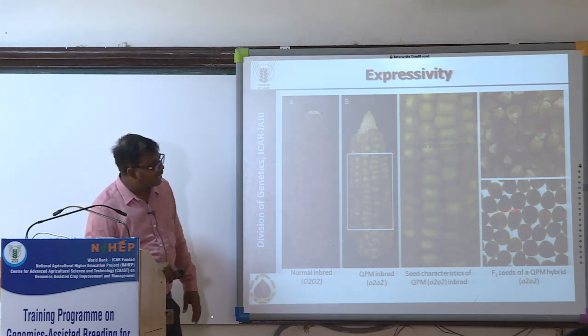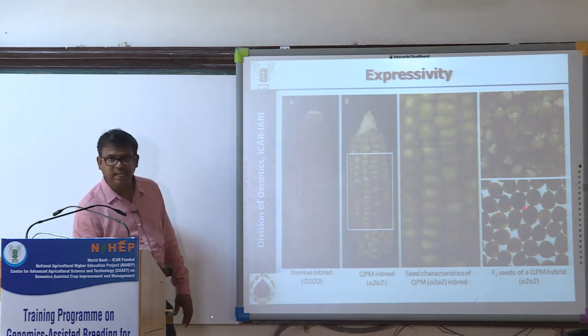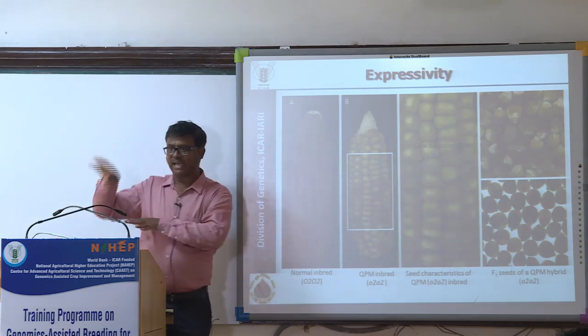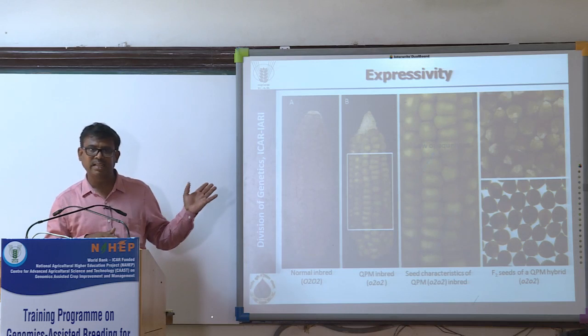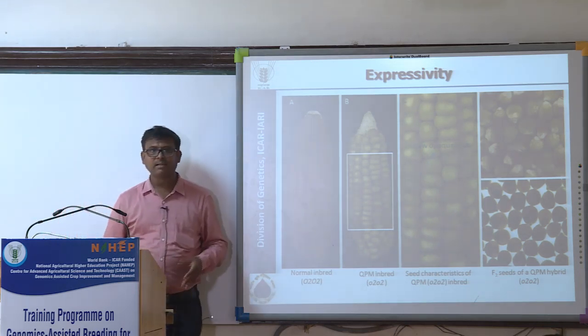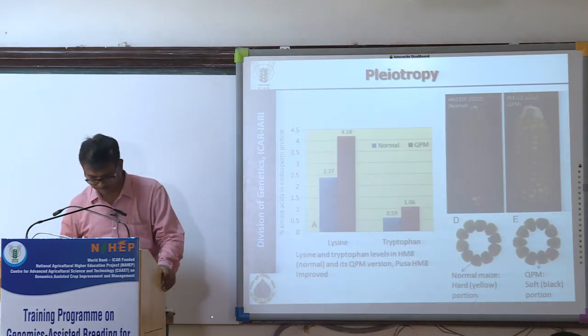Every grain is o2o2, but in some cases the expression of blackness or opaqueness is varying. Here it is 100%, here it is much less, and orange is there. So opaqueness is there everywhere, but the extent is varying. This is an example of variable expressivity. With this we can also show students how expressivity works.